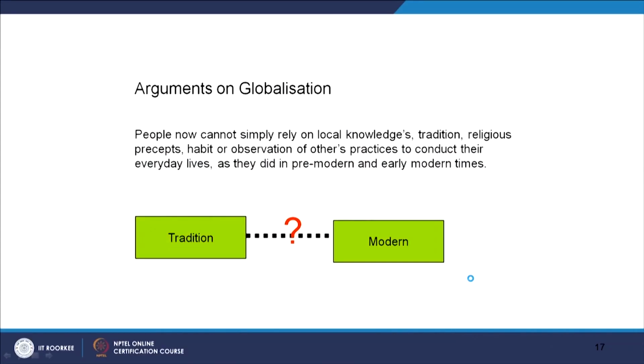So this is the discussion on culture, but to cut it short, I would now bring in the dialogue of how, in a disaster situation, we can bring things back to the same situation. Now, whether we need to bring back the same situation or we need to build back better. So in fact, that is where the arguments of globalization come in, because Deborah Lupton says people can no longer simply rely on local knowledges, tradition and religious precepts, habit or observation of other processes to conduct their everyday lives, as they did in pre-modern or early modern times.